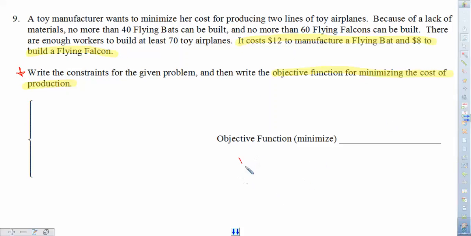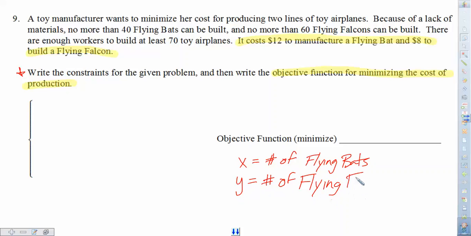And if we define x to represent the number of flying bats, and we let y represent the number of flying falcons, we could come up with an objective function pretty efficiently. And it would go a little bit like this. It doesn't matter what variable you use here, I'll just use C for cost. And then wouldn't it just be $12 per bat plus $8 per falcon?